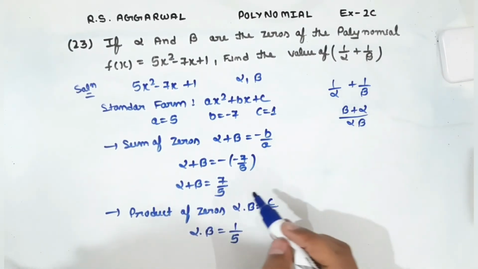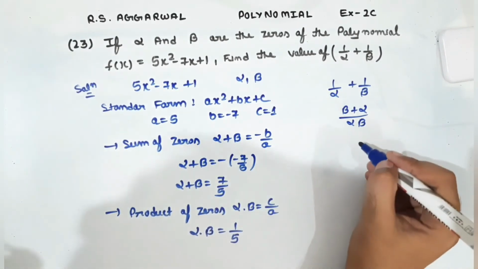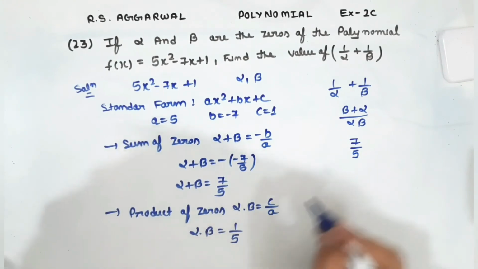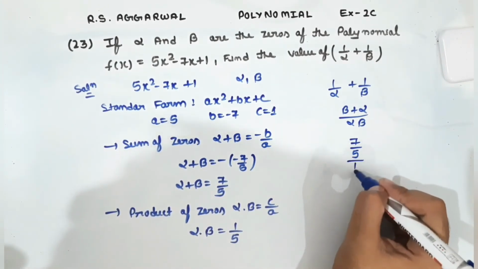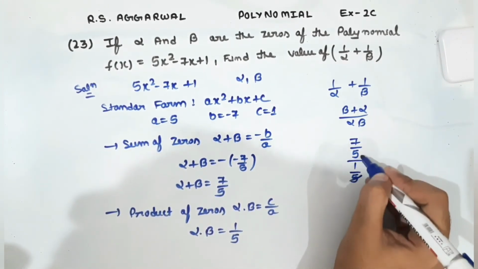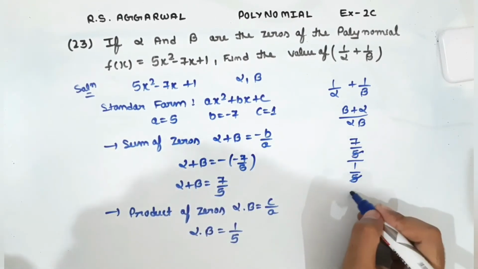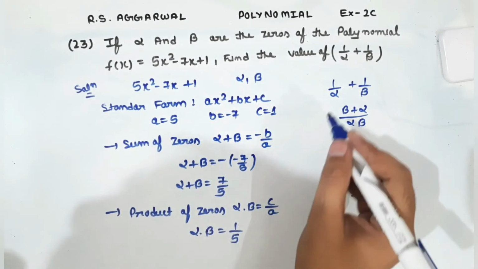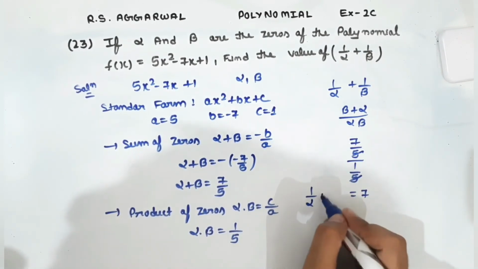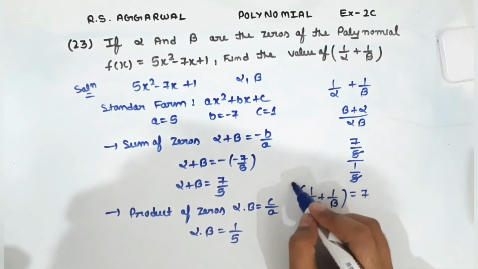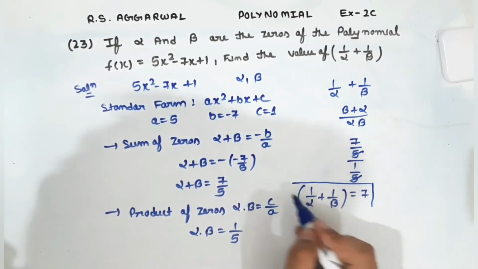So we have the value of alpha plus beta, that is 7 upon 5 and alpha into beta, that is 1 upon 5. 5 will be cancelled out from 5. So our answer will be 7. That will be equals to 1 upon alpha plus 1 upon beta. This is our answer.